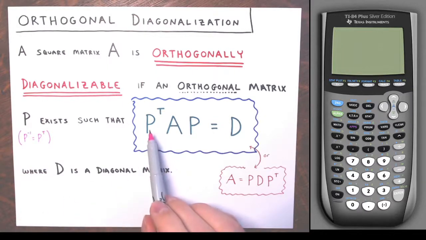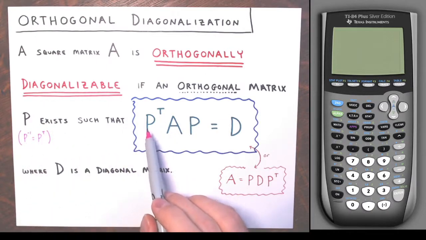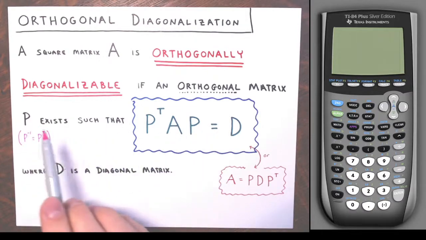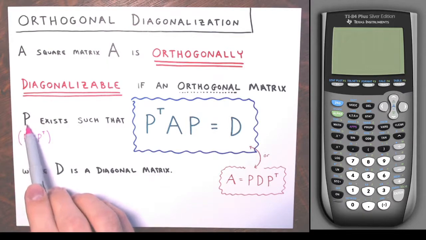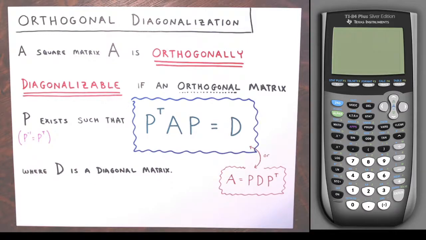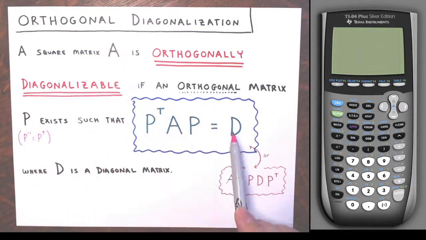And then we have P transpose, which is what P inverse is, times A times P equal to a diagonal matrix. Just similar to when we talked about diagonalizing a matrix. And then we would say that this matrix P orthogonally diagonalizes A into D.